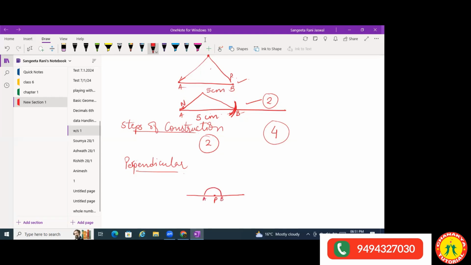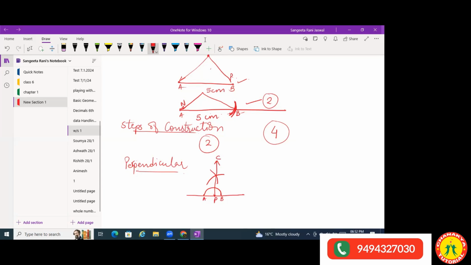Okay. I write these points as A, B. Then open the compass a little more, without any measurement, and make an arc here. Then don't change the measurement of the compass. Keep the compass needle here and cut this arc. Can you do that? Yes, ma'am. Then this is 1 point and this is another point. Join these 2 points and extend it further. You get this line as a perpendicular line.